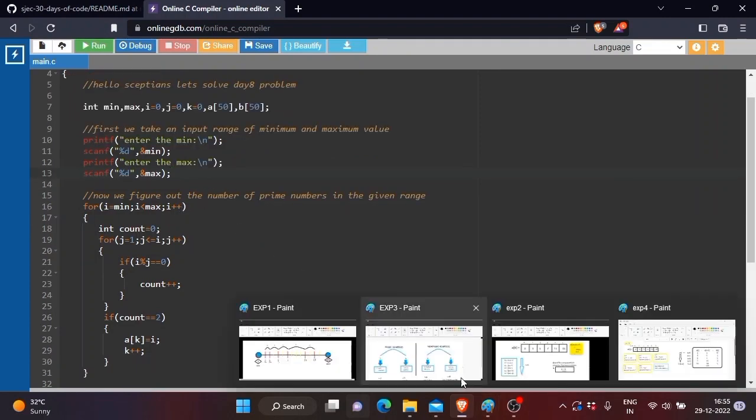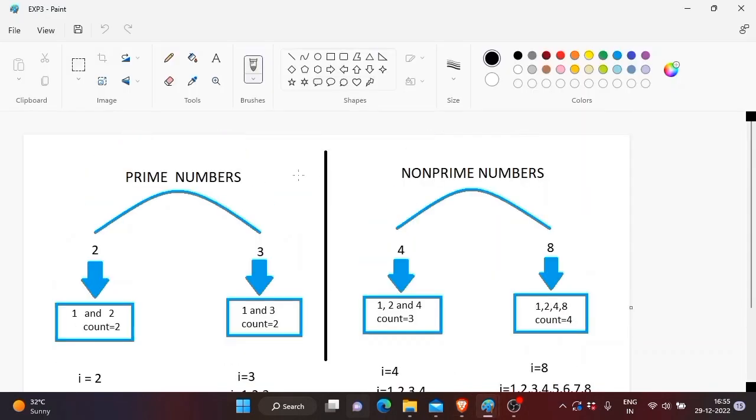So how to do it? Let us understand it by a pictorial representation again. What are prime numbers? Prime numbers are the numbers which are divisible only by itself and the number 1. So 2 and 3 are prime numbers since they are divisible by 1 and 2, and 1 and 3, hence their count is 2. However, in the case of non-prime numbers, the count is more than 2, that is 3 or 4 in the case of 4 and 8 respectively.